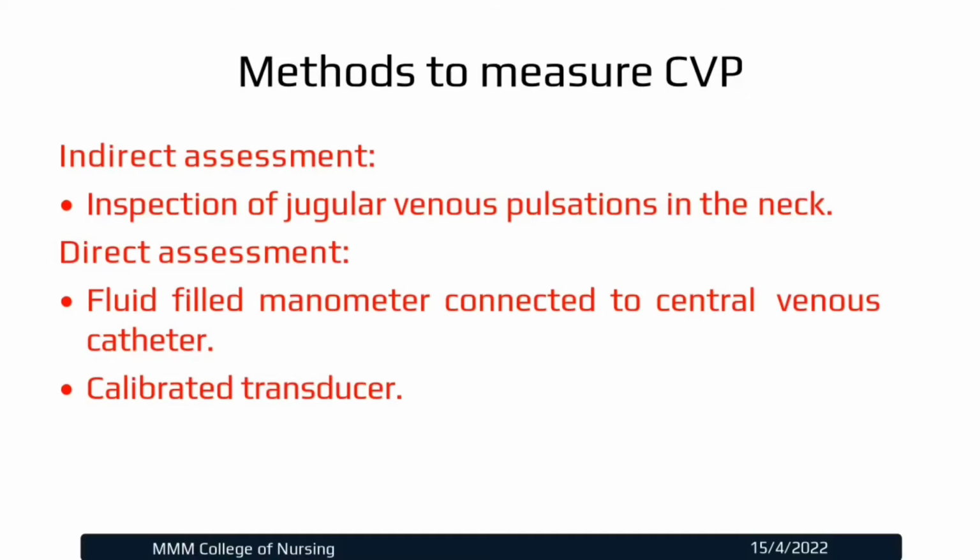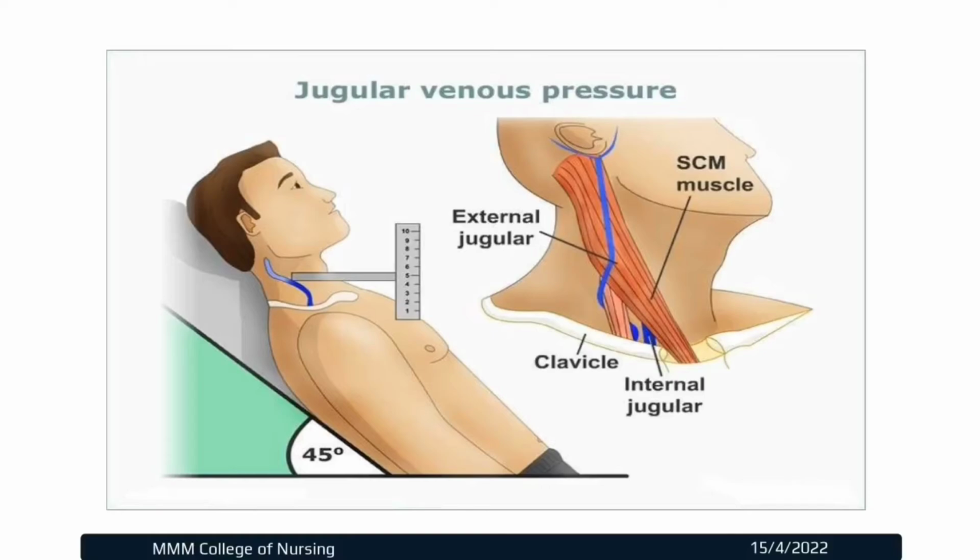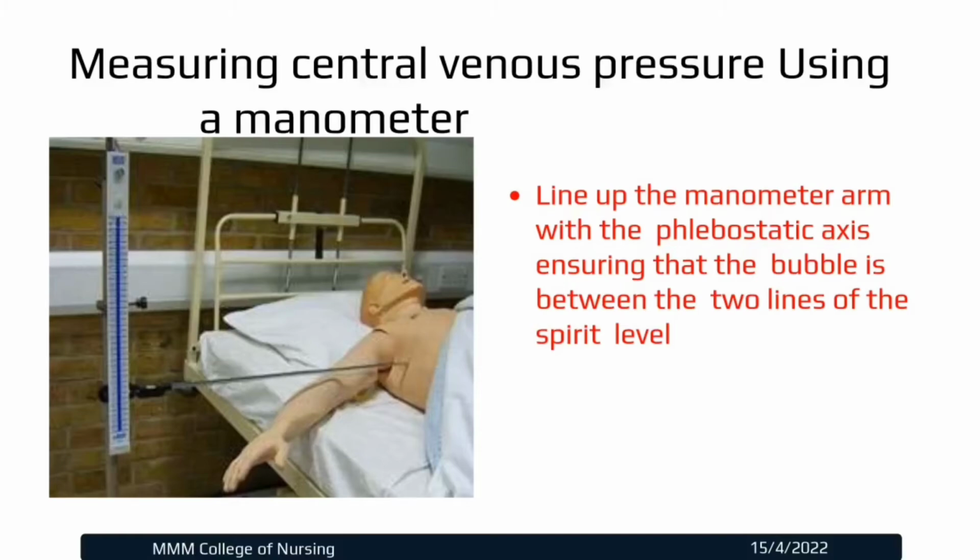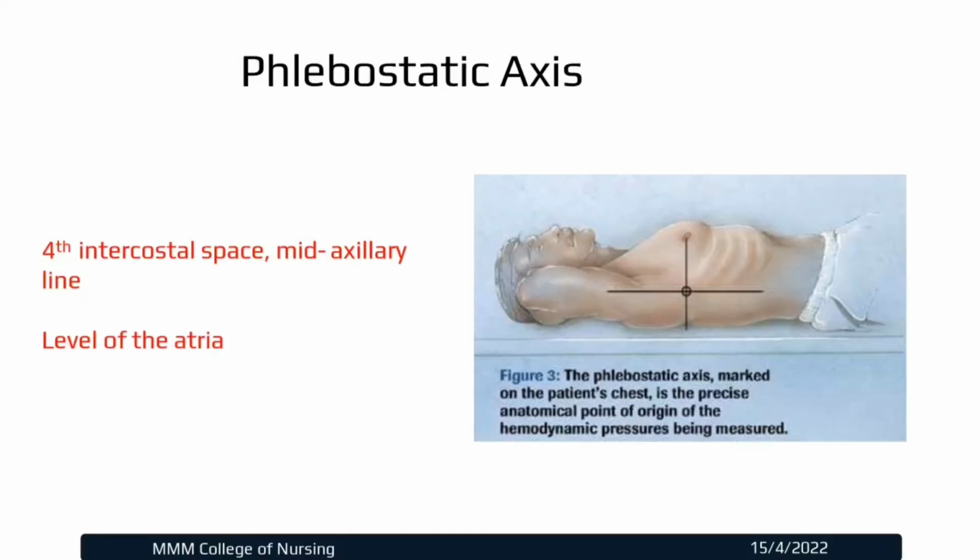How to measure the central venous pressure using a manometer. First, line up the manometer with the phlebostatic axis, ensuring the bubble is between the two lines of the spirit level. So first of all, we should know what the phlebostatic axis is. It means the fourth intercostal space, mid axillary line, level of the atrium. See this figure. Here the phlebostatic axis marked on the patient's chest is the precise anatomical point of the origin of the hemodynamic pressure being measured.